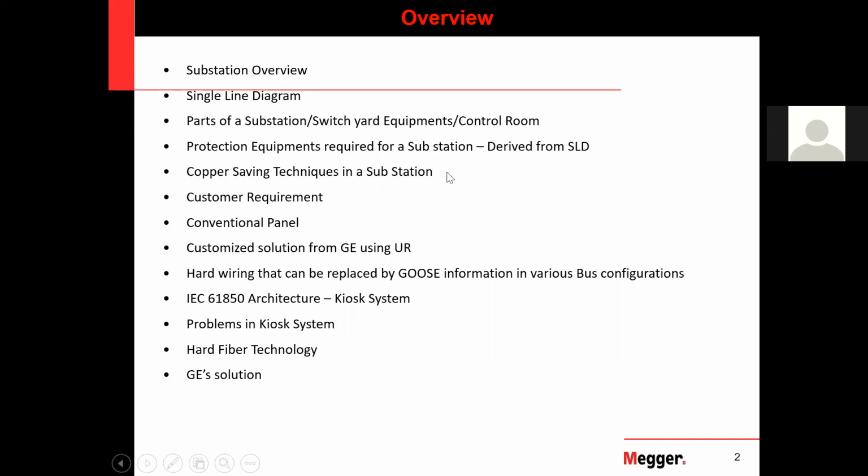Copper saving techniques, so high voltage engineering. Why do we transmit power in high voltages? So we all know that to reduce copper loss. So here what we discuss is something different. This copper is different. So let's get into that when we discuss further.